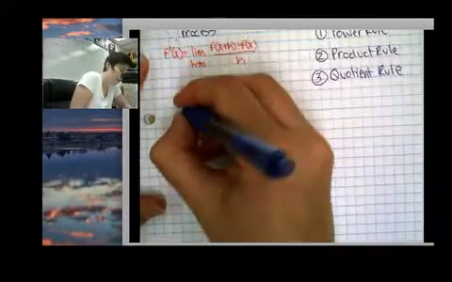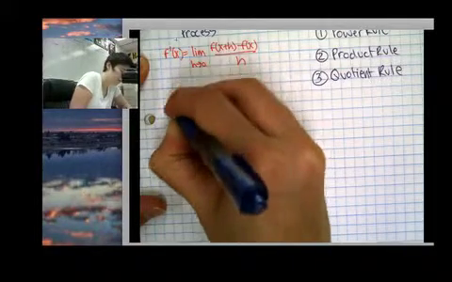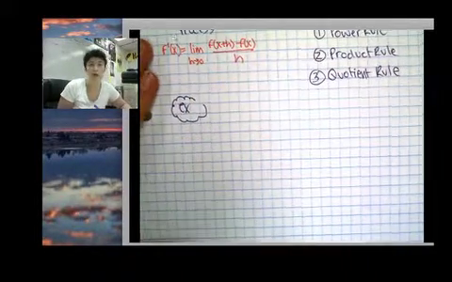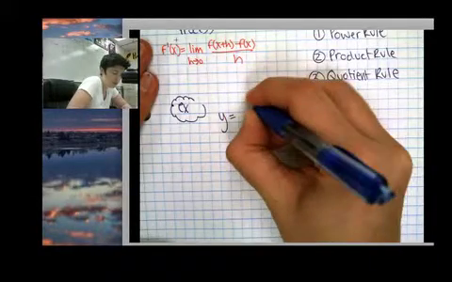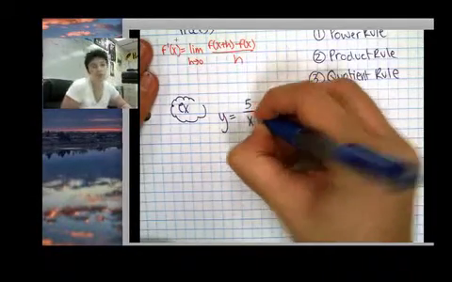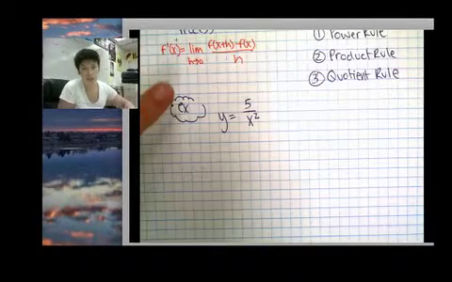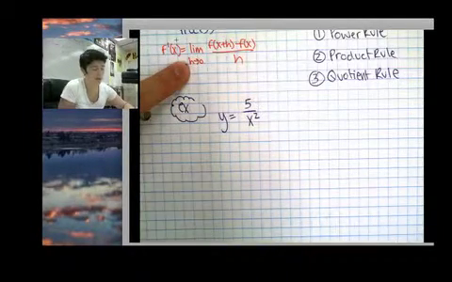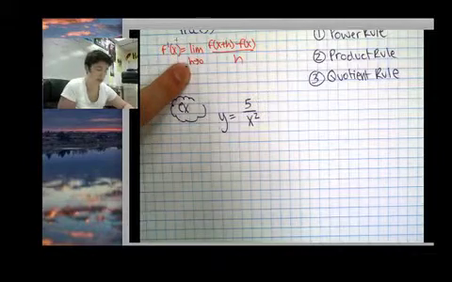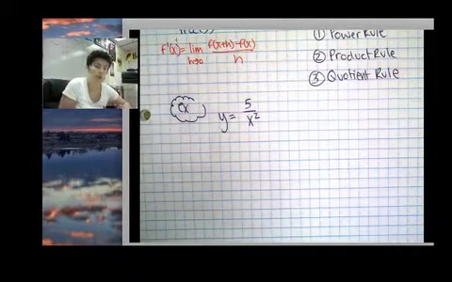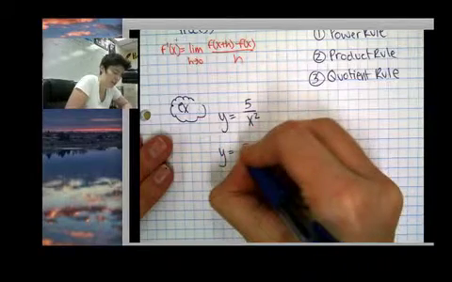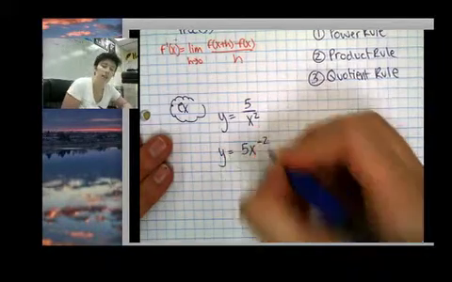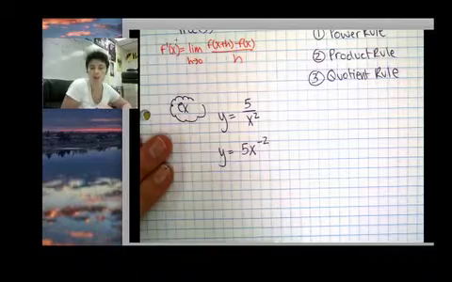For our first example, let's review a little bit of power rule. Let's say you had y equals 5 over x squared, and you want the derivative. You could do the limit process, but we're trying to use shortcuts. So I'm going to rewrite this as y equals 5x to the negative 2 power. This is a perfect power rule setup.